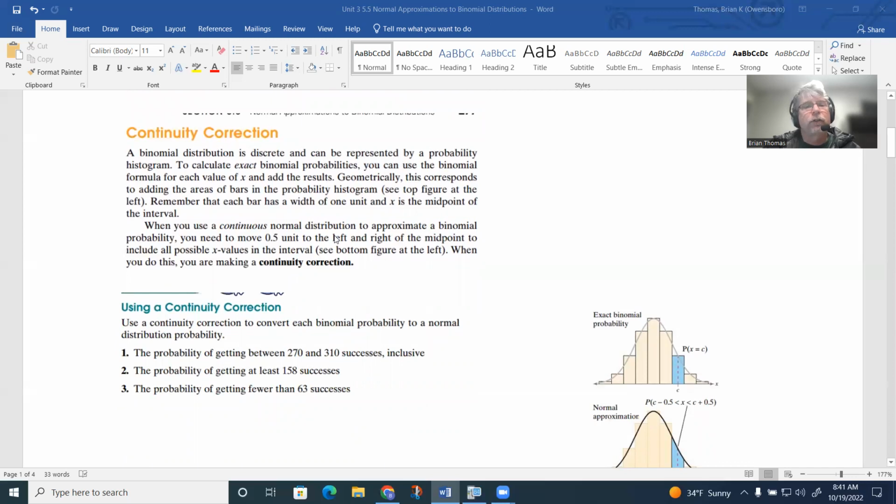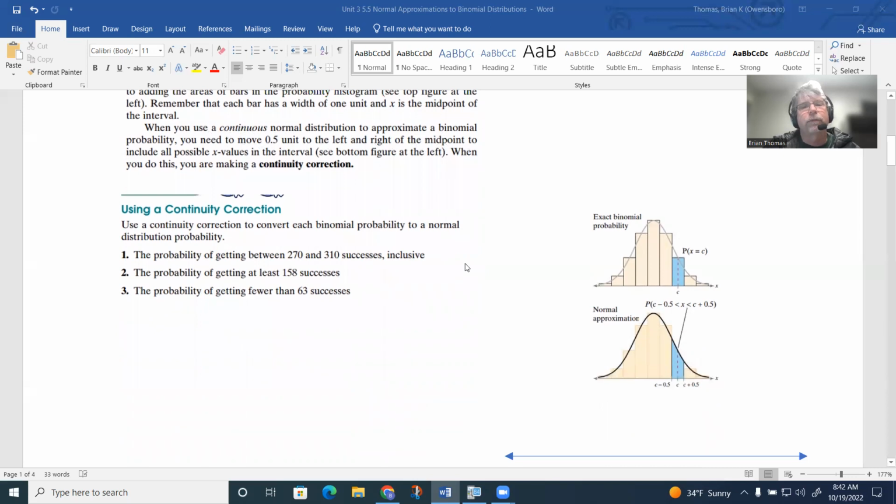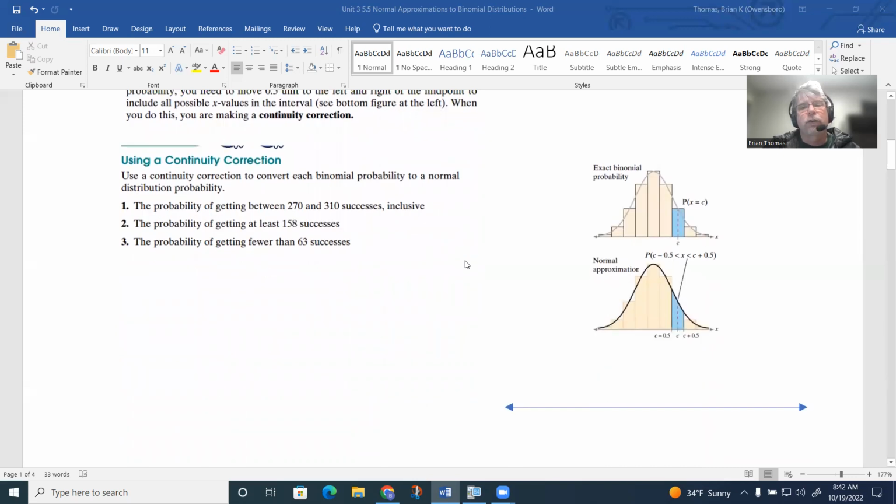So what they're saying here is you can use a continuity correction by using this 0.5. I will need to move 0.5 to the left and to the right of the midpoint to include all possible values of x in the interval. This is what's going to be going on here as we do this.